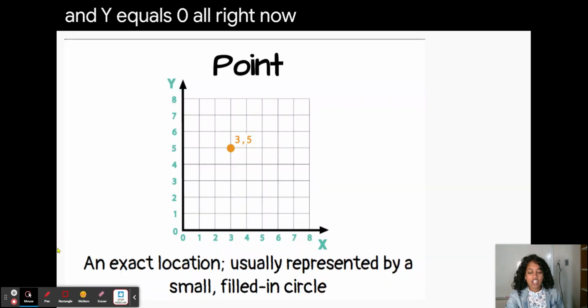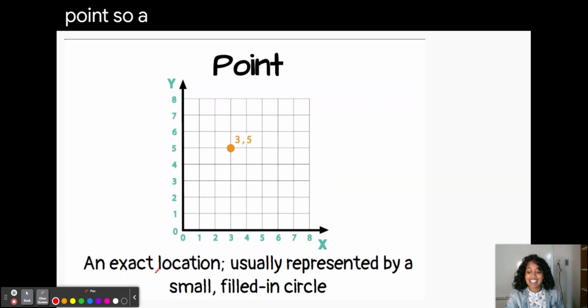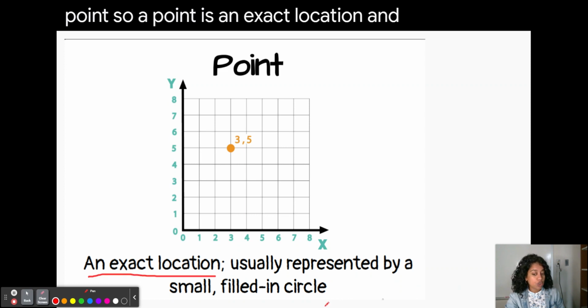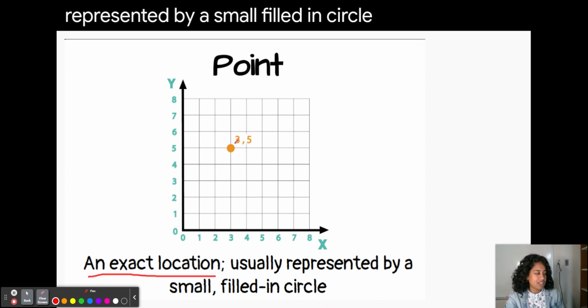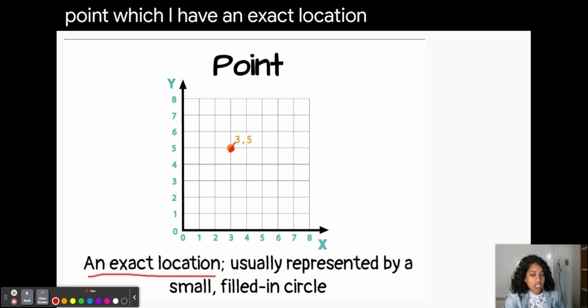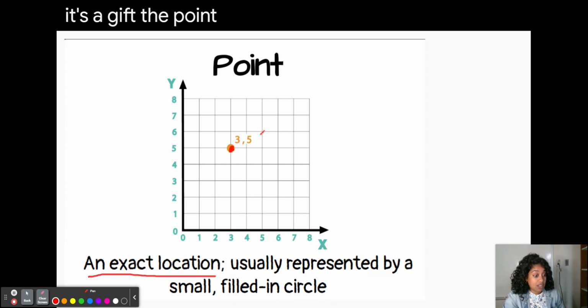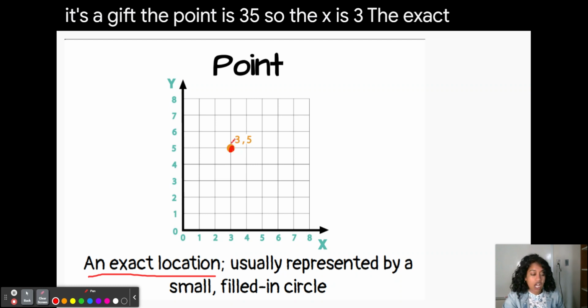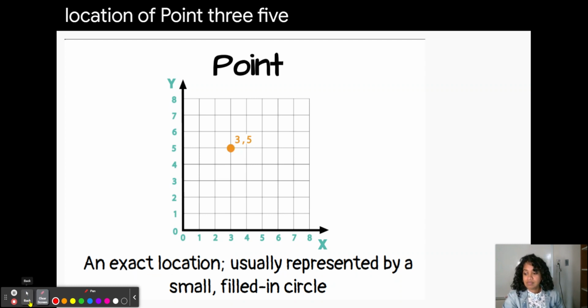All right. Now, let's talk about what is a point. A point is an exact location, and it's usually represented by a small filled-in circle. We see this a lot when we're talking about the coordinate plane. We'll see a point which will have an exact location, and in this case, the point is 3, 5. So the x is 3, and the y is 5. So it's telling us the exact location of point 3, 5.